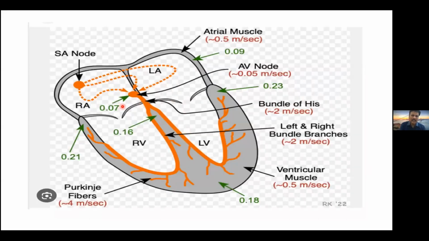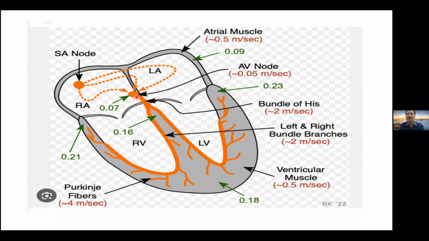So when a junctional rhythm is happening in this area, what will happen? When this area is the one giving the rhythm, the SA node is not functioning, so this area is taking charge. From this area, when the P wave arises, that is the pacemaker activity, to reach this area, it takes only a minuscule time.